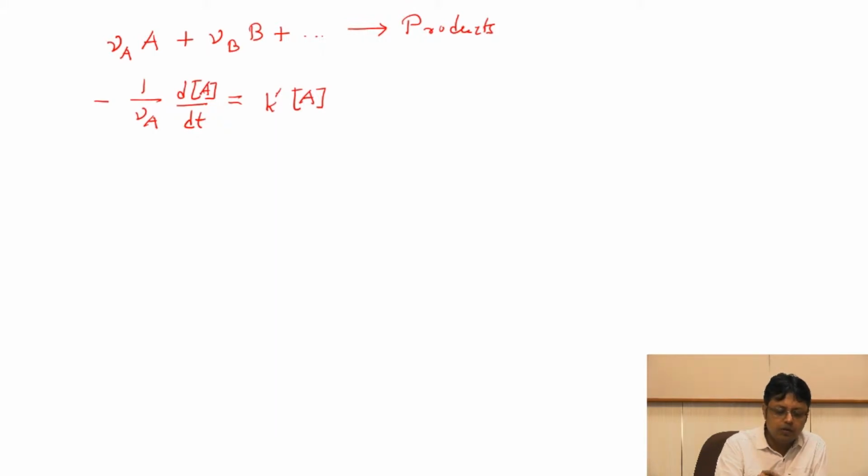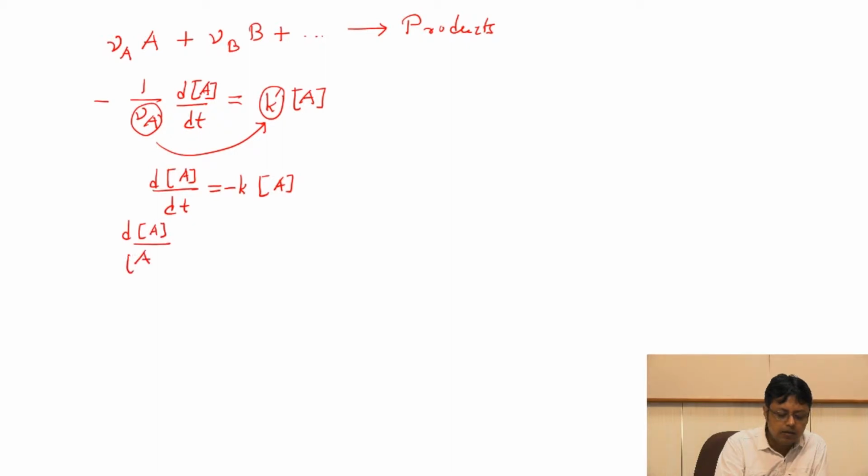Then what you can also do is absorb this nu A into K prime and redefine a new rate constant, and then we can just write dA dt is nothing but K into A with a negative sign. Then we can arrange the terms: dA by A will be nothing but minus K dt, and then we can integrate it to get the integrated form of the rate law.